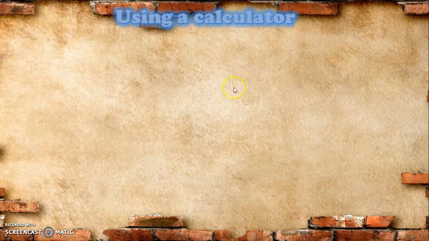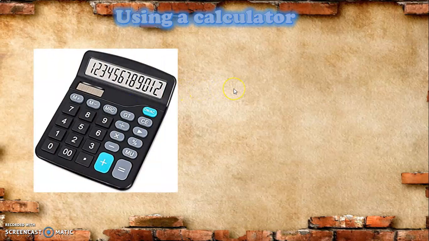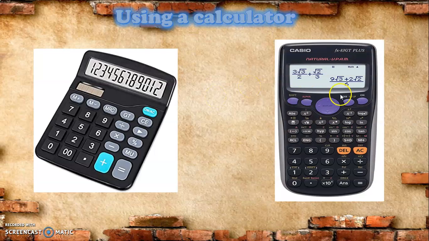Now let us discuss using a calculator. In our generation, there are two types of calculator that we usually see. This type is what we call the classic calculator, or the basic one, and this one is what we call the scientific calculator. These are the two types of calculator that we usually see now.